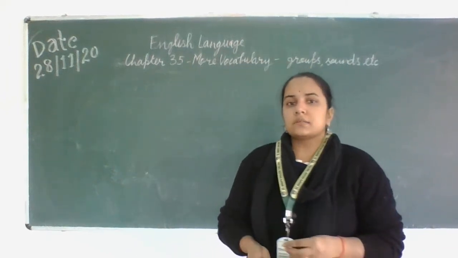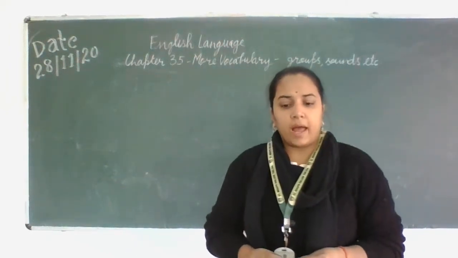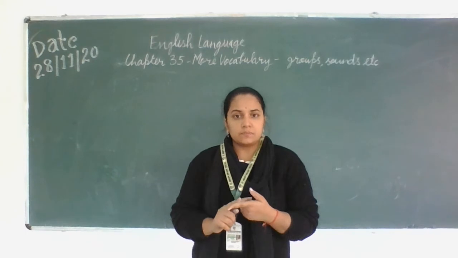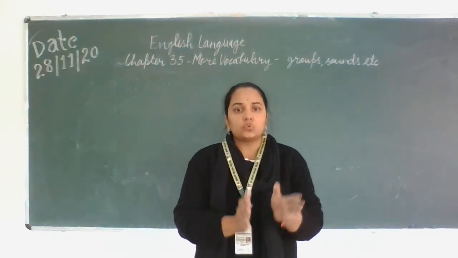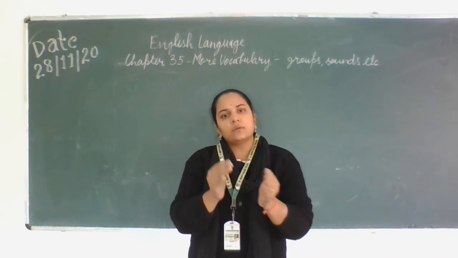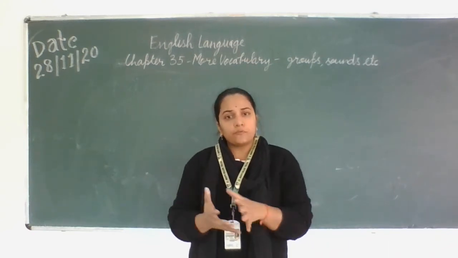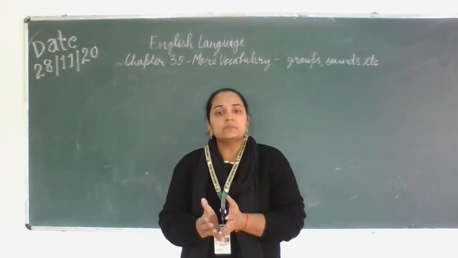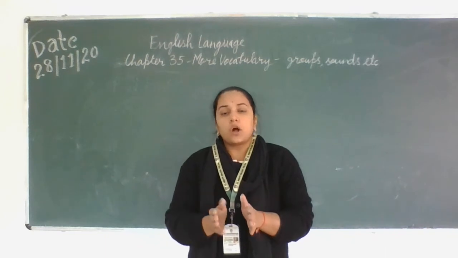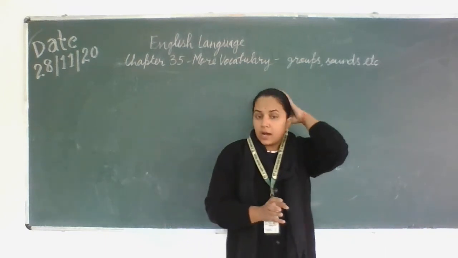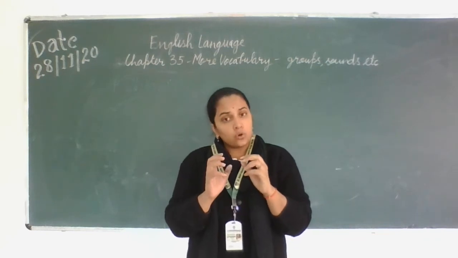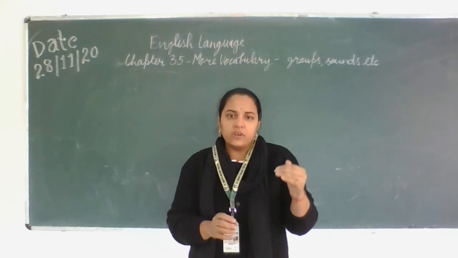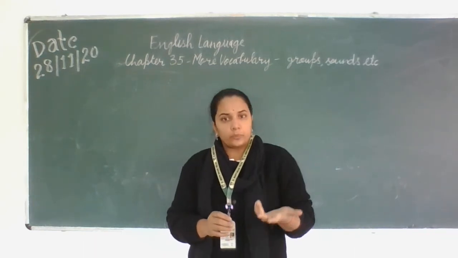In the previous class, in English language chapter 35 more vocabulary, we have discussed two things. The words referring to groups, which means a particular name is given to a particular group of people or animals or things. Like a number of people together, we call it a crowd. But if a number of sailors are together, then it is called a crew. We will not call it a crowd. So, in this way, different names are given to different groups.